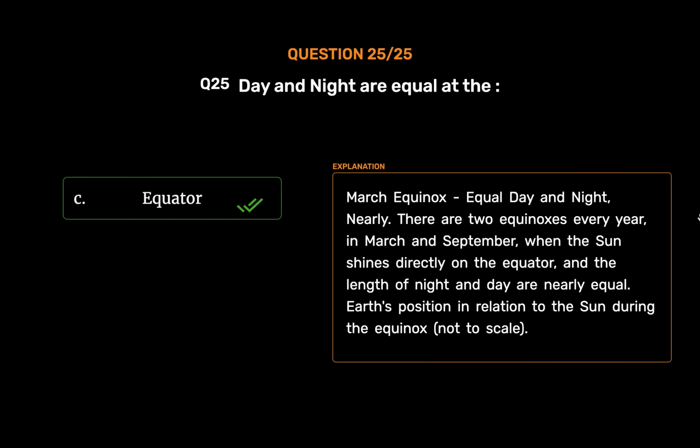Equator. March equinox, equal day and night, nearly. There are two equinoxes every year, in March and September, when the sun shines directly on the equator, and the length of night and day are nearly equal. Earth's position in relation to the sun during the equinox, not to scale.